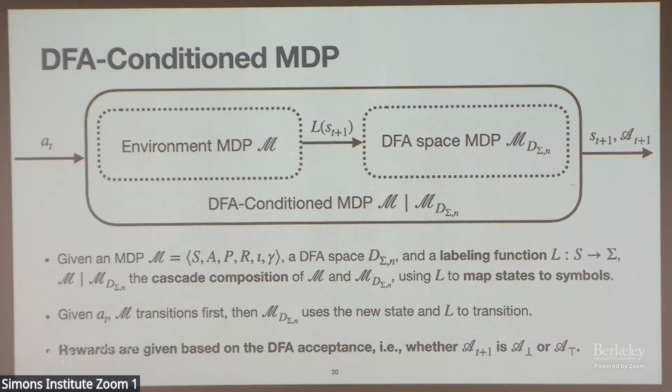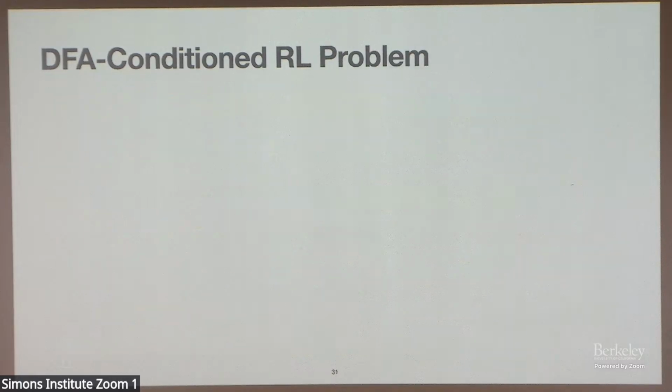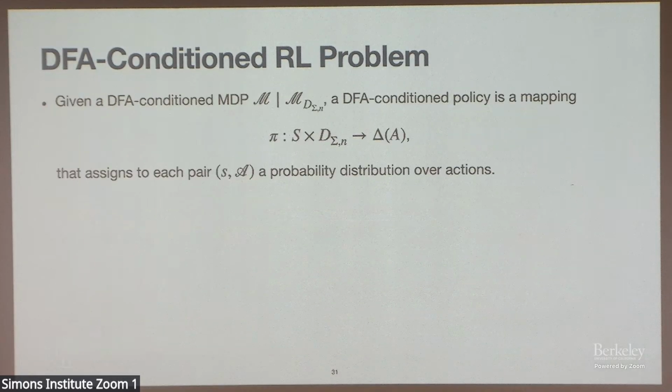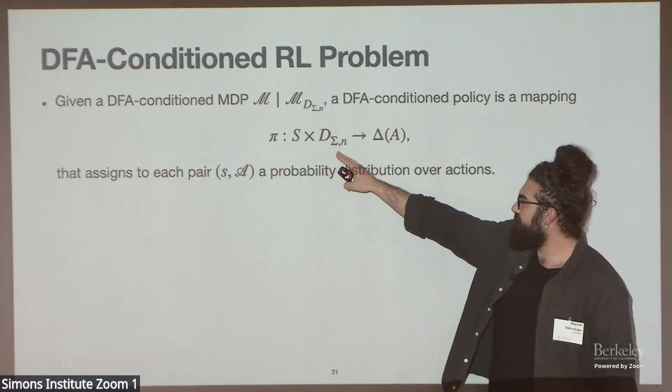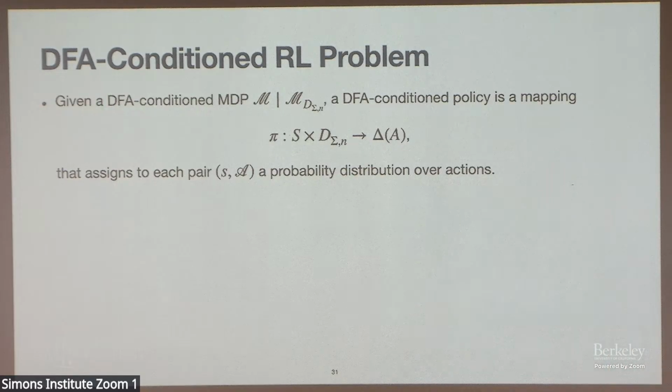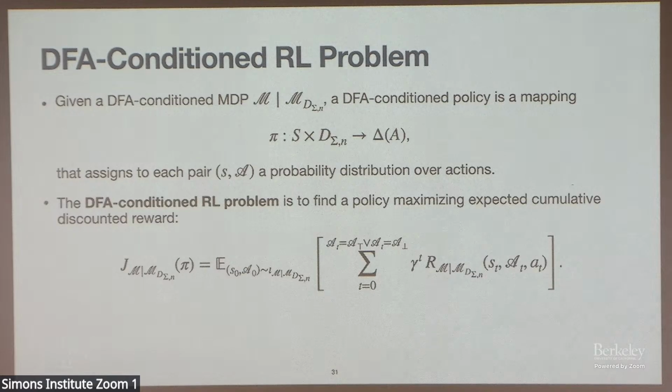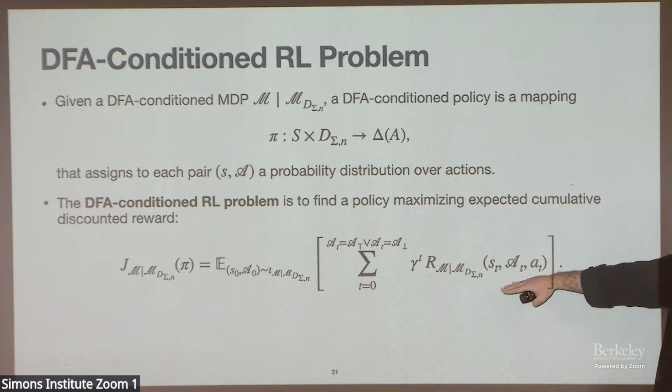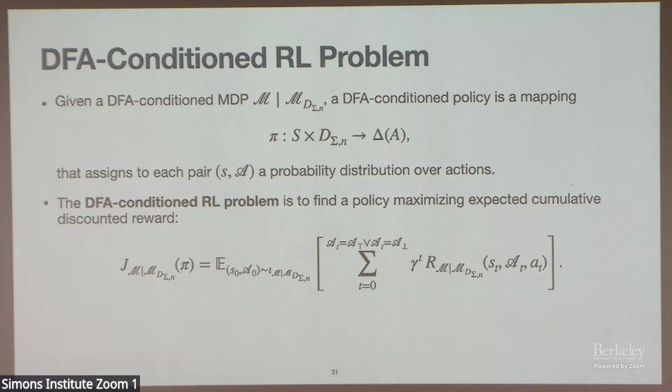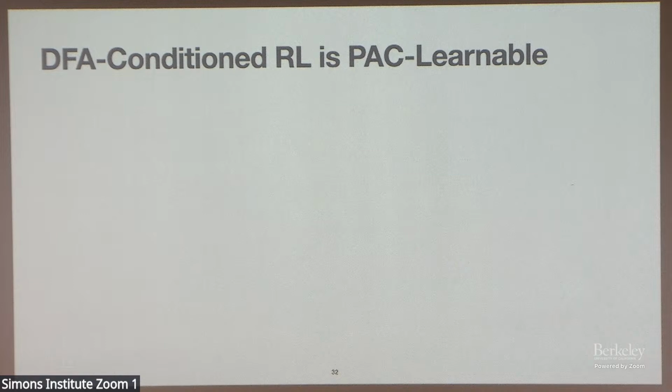And as you can see, if you're still with me, the next slide is almost trivial now. Just notice the cascade composition of two MDPs is an MDP. So what we're going to do is just the DFA conditioned RL problem. We learn a policy that conditions on DFAs in my space and then predicts an action distribution over them. The DFA conditioned RL problem is now over my DFA conditioned MDP, and I want to find the optimal policy. So it is PAC learnable.